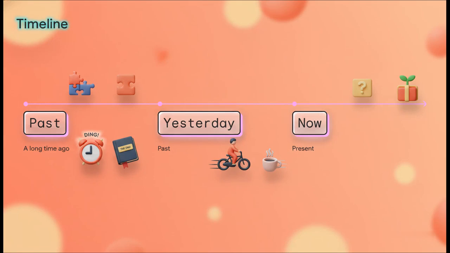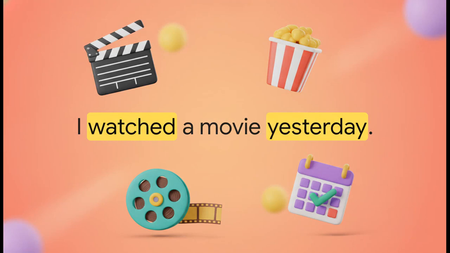Think of time like a line. Over here on the right side, we have now. Whenever we talk about an action that started and completely finished before right now, we use the simple past tense. The action is 100% over. We often use clear time markers to show exactly when that finished action happened. Words like yesterday, last week, or 2 hours ago. For example, I watched a movie yesterday. The word yesterday is a huge clue that this action belongs in the past.